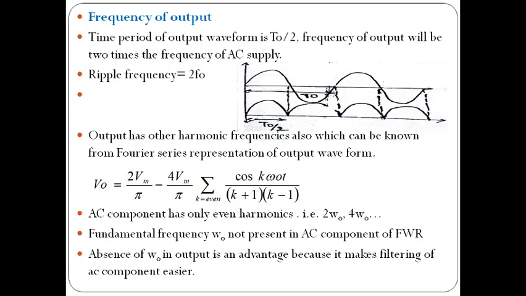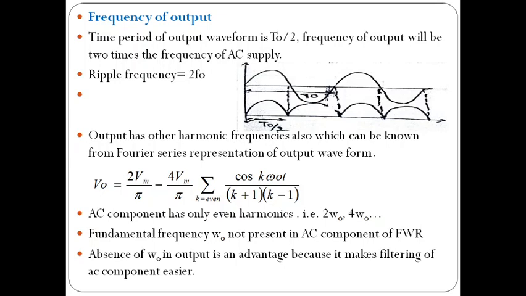of the output waveform. So it is represented as V0 equals 2Vm by pi minus 4Vm by pi sigma, k is even, cos k omega naught t by (k plus 1) into (k minus 1). As k is even, by substituting k equals 2, it is 2 omega naught, k equals 4, it is 4 omega naught, again 6 omega naught. So here only 2Vm by pi is the DC, and the remaining 4Vm by pi sigma cos k omega naught t by (k plus 1) into (k minus 1), the term indicates the AC component.